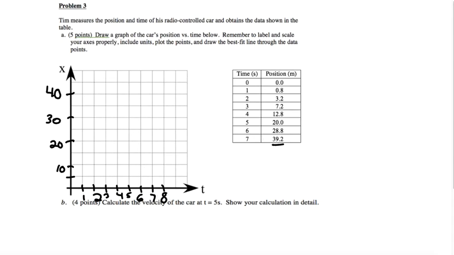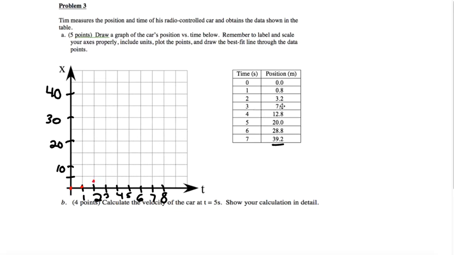Alright, now you just have to plot your points. So at a time of 0, it was at a position of 0. 0, 0 is our first point. At a time of 1, it got to a position of 0.8. 0.8 is still really close to 0. Remember, our first box represented 5, so 0.8 is still really close to down here. It hasn't moved very much at all. In 2 seconds, it got to 3.2, so we're even higher, but we're still not even to that first box yet. We're still not even to 5.